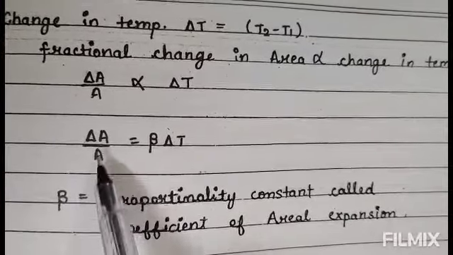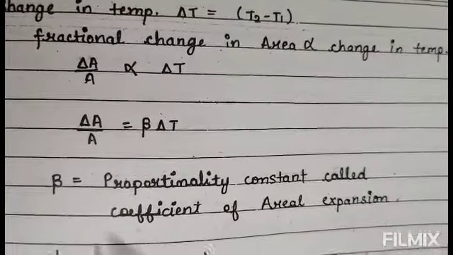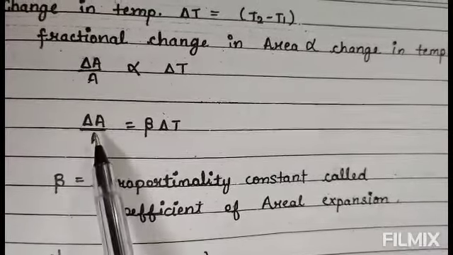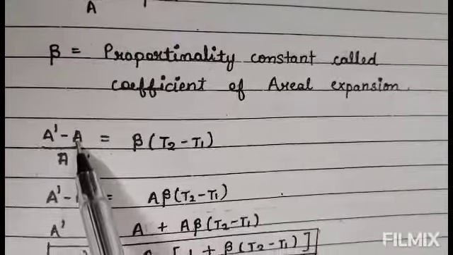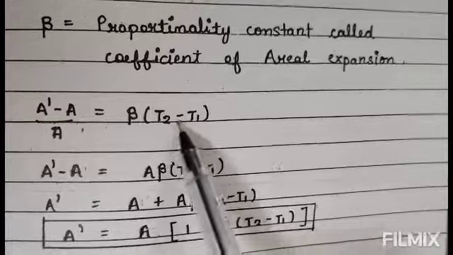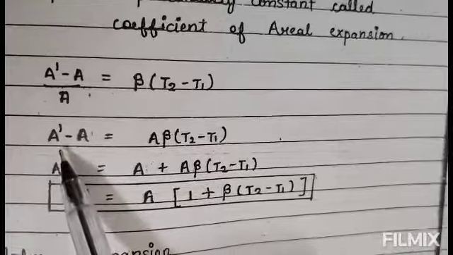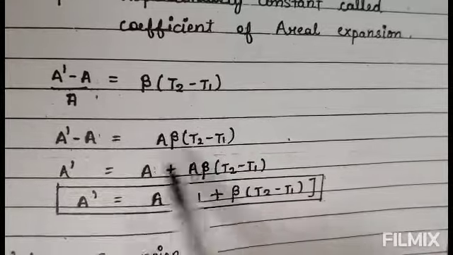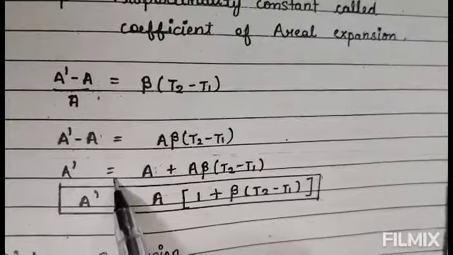So this del A upon A is equal to beta del T, and this beta is the proportionality constant called the coefficient of areal expansion. Now you will put the value of del A here. So you will find A dash minus A upon A is equal to beta T2 minus T1. So A, you can transfer this side, so it will become A dash minus A equal to A beta T2 minus T1.